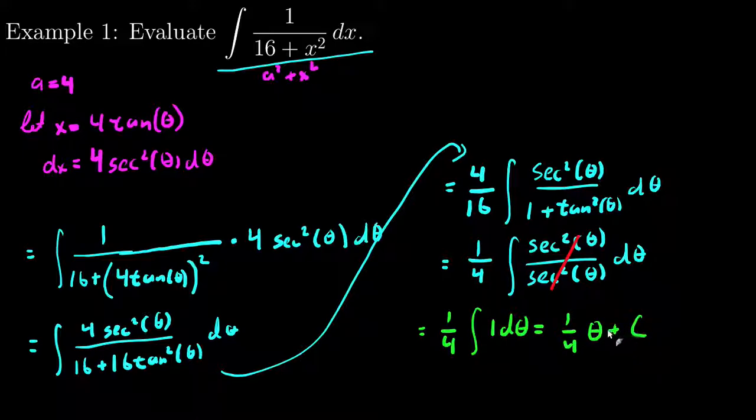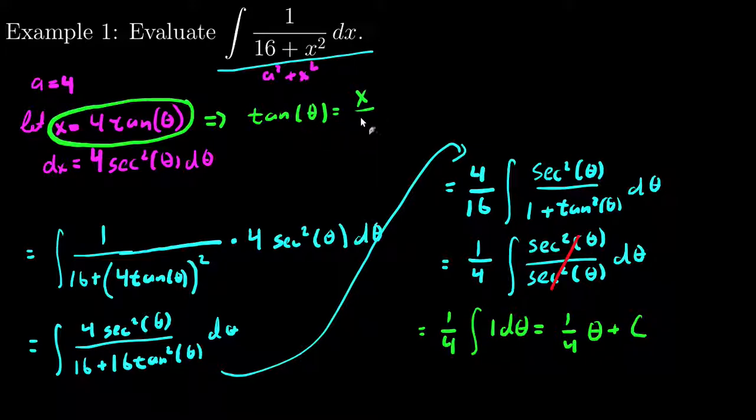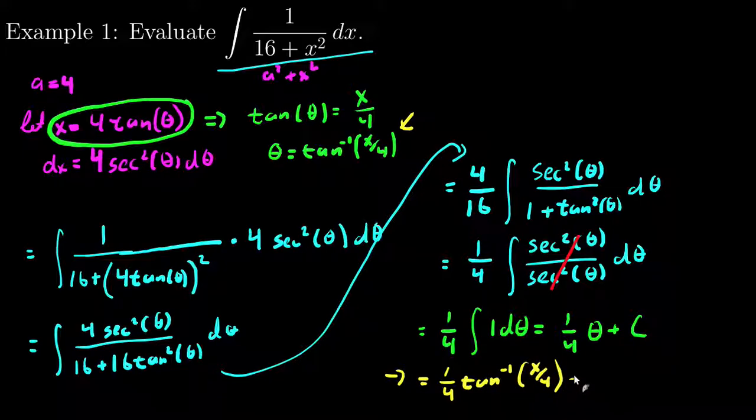But here's the final problem. This is in terms of theta. The problem was in terms of x. So I go back and I look at this. This is the equation that relates x and theta, and I'll solve this for theta. So divide both sides by 4 and get that the tangent of theta equals x divided by 4. And take the arctangent to see that theta equals the inverse tangent of x over 4. And by taking this down here, I'll get finally 1/4 times the inverse tangent of x over 4 plus c.